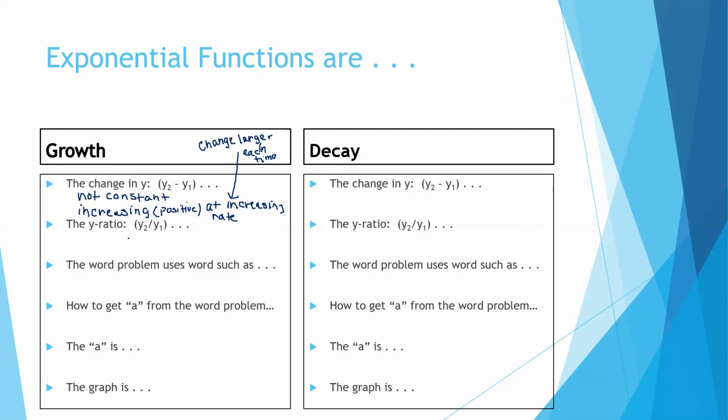What do I notice about the Y ratio? Well, I noticed that it was constant. And I also noticed that it was greater than 1. Our Y ratio in our example was 32, so significantly greater than 1.